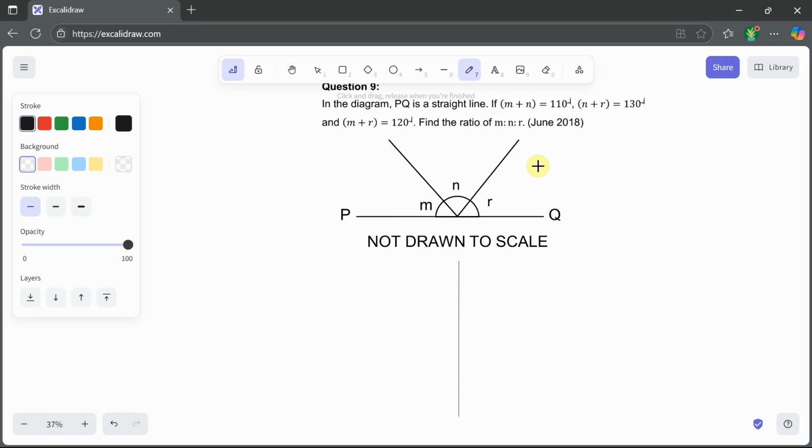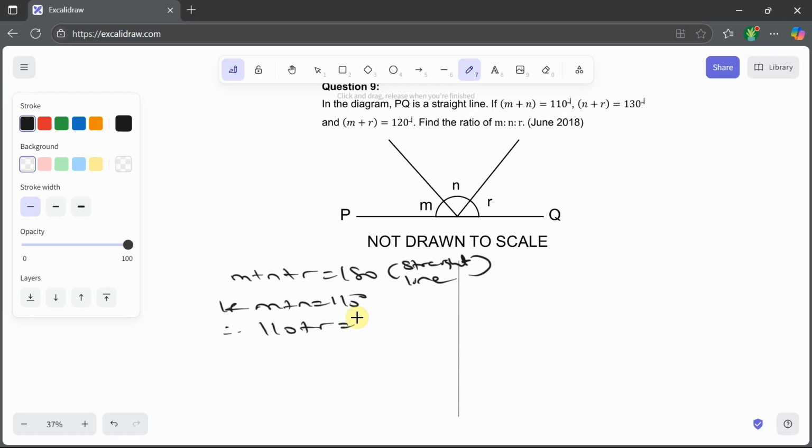So whenever you are given a question like this, always work from the basic thing that you know. What is the most basic line? You know that m plus n plus r is equal to 180 degrees because of what? Angles in a straight line, right? So if m plus n is equal to 110 degrees, I can substitute and say wherever I say m plus n, I should put 110 degrees. Therefore, 110 plus r is equal to 180 degrees. So our r will be equal to 180 minus 110, and that'll give me 70 degrees.